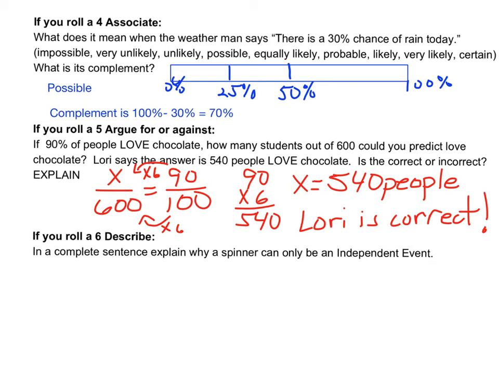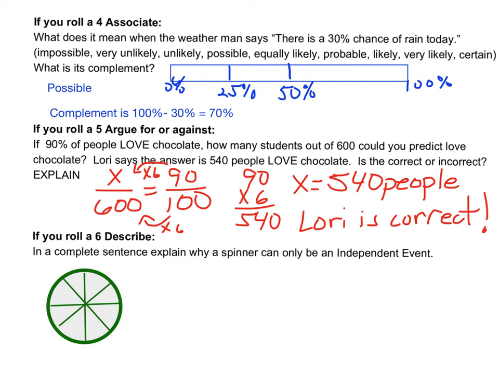All right, if you rolled a 6, we ask you to describe. And that means it's a sentence again, and you're going to explain why a spinner can only be an independent event. Okay, so hopefully you resorted back to your definition of an independent event and compared it to dependent. Independent is a standalone. One spin will not affect the outcome of the second spin.